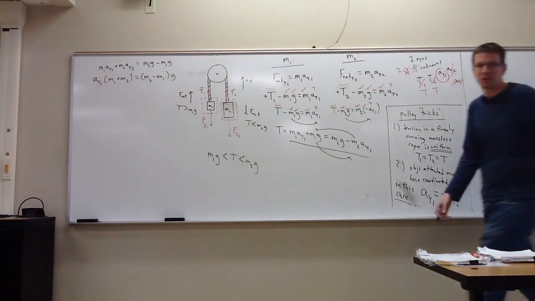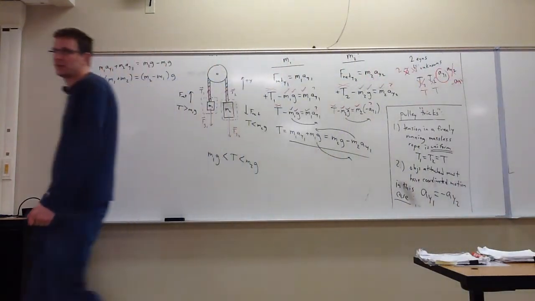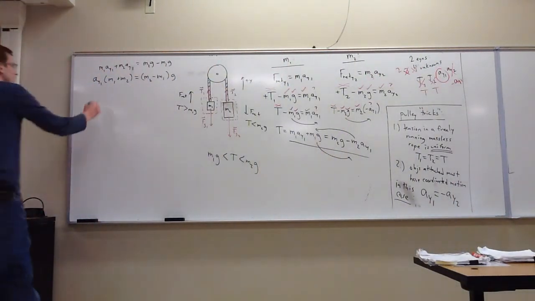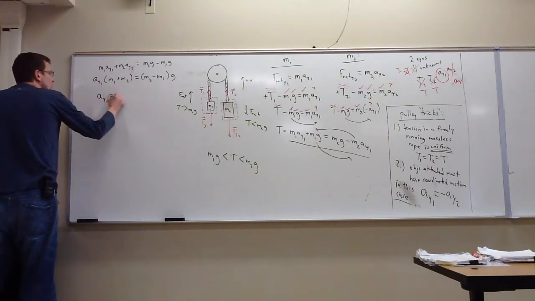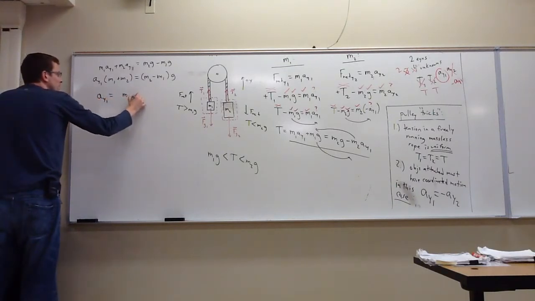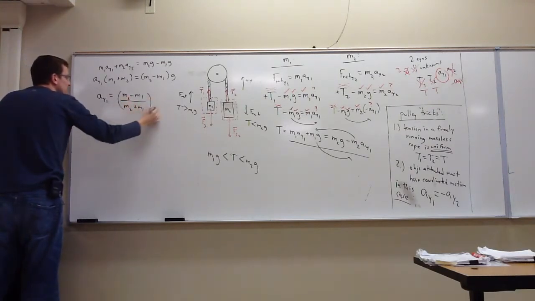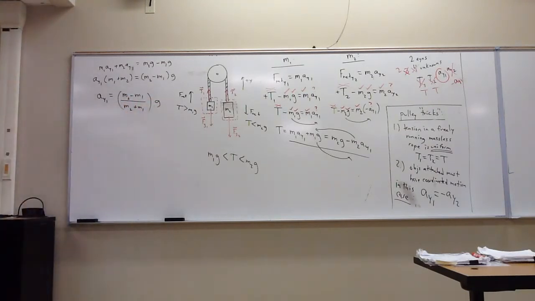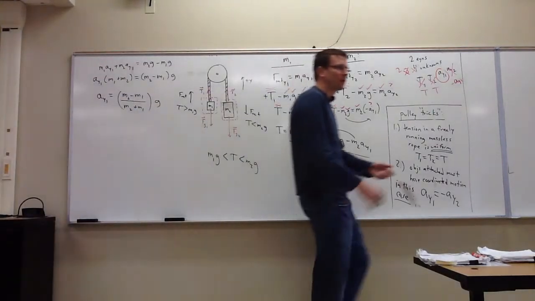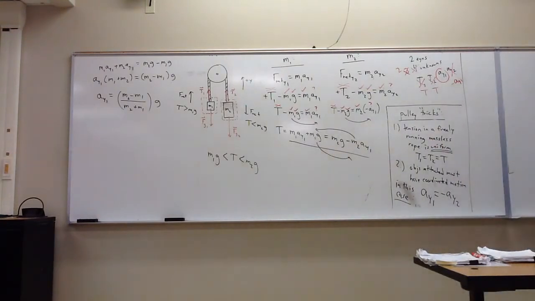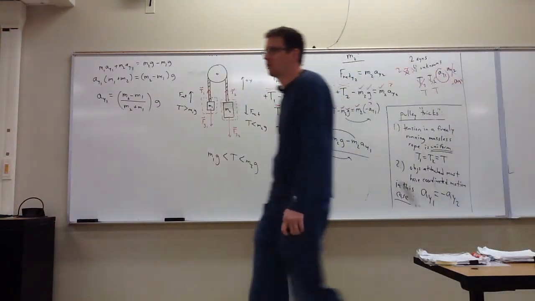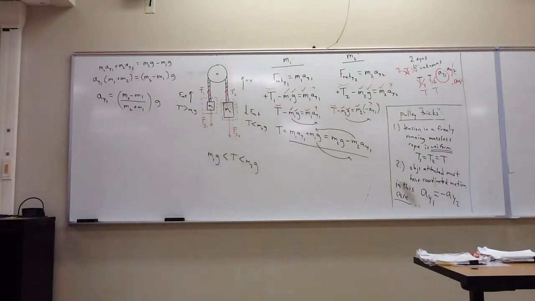And we're pretty much done. So we have our acceleration times some stuff. We divide by that. ay1 is equal to m2 minus m1 over m2 plus m1, times g. I made a few little shuffles around for aesthetic purposes, which hopefully don't disturb you. I put the g all the way out on the side. I made the 2's and the 1's line up in the numerator and denominator. It doesn't matter.